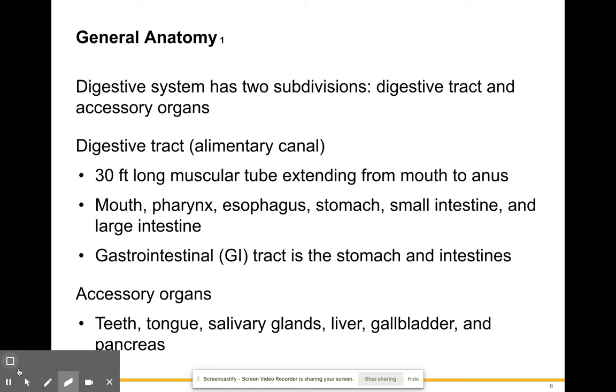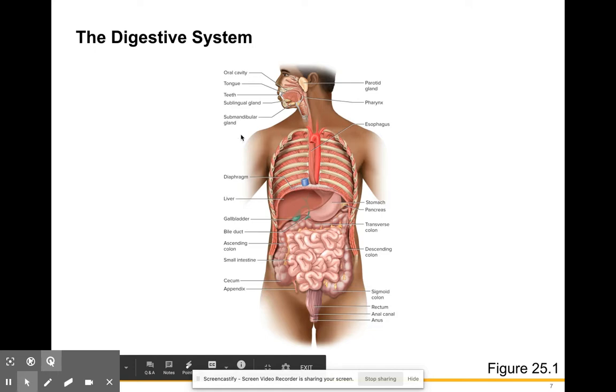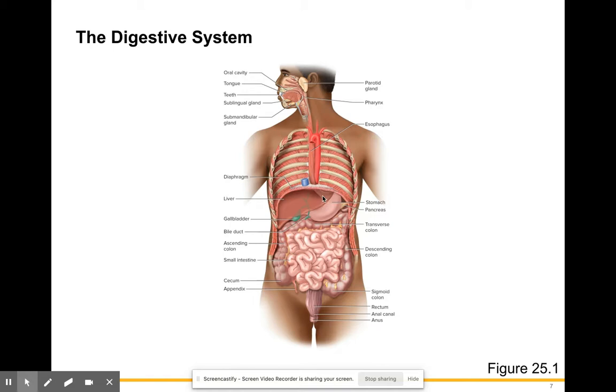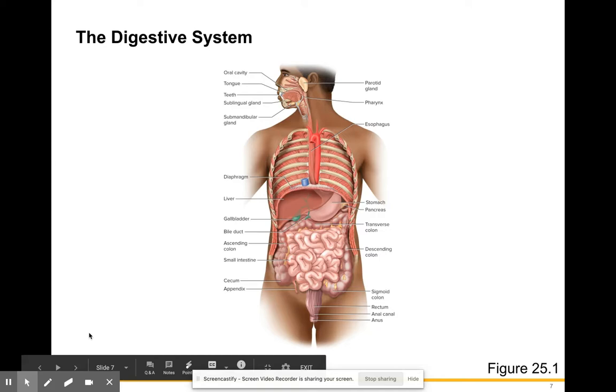Okay, here is a picture of all of the organs of the digestive tract. We start with the mouth. We have our esophagus, stomach, small and large intestines, gallbladder, liver, appendix, spleen, all those things. And we're going to take a look at all these in order. We're going to start at the mouth. We're going to work our way down until we get to the end.